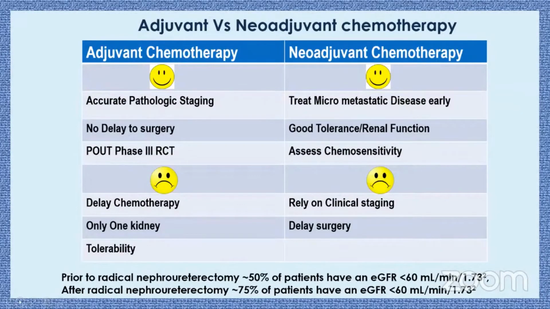And if we use neoadjuvant chemotherapy, it will treat the micrometastatic disease from the beginning, with good tolerance and good renal function because we have two kidneys at that moment.